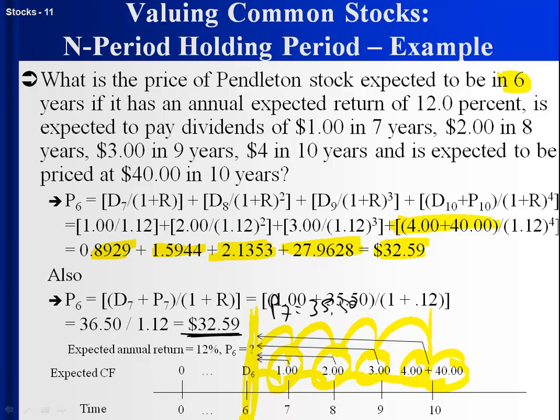but they're all actually based on the same idea. Because remember, where did the price of $35.50 come from? It came from the D8, D9, D10, and P10.